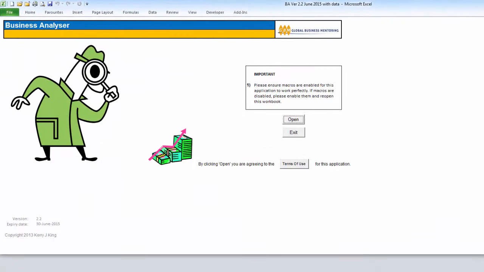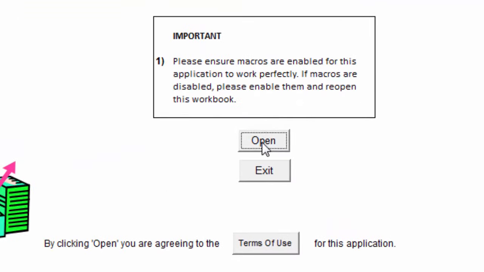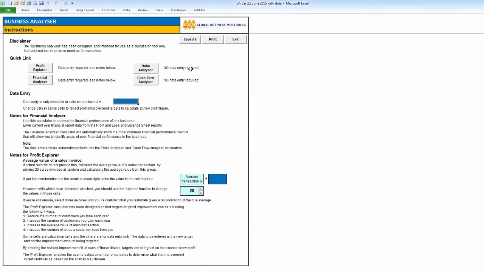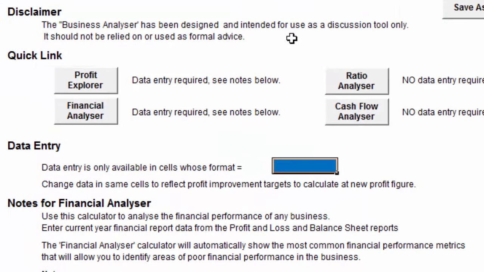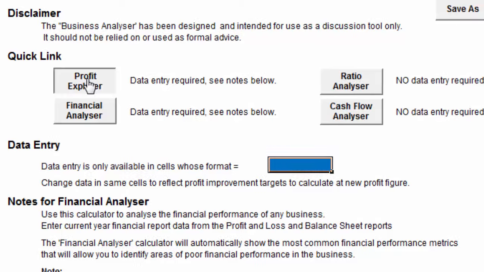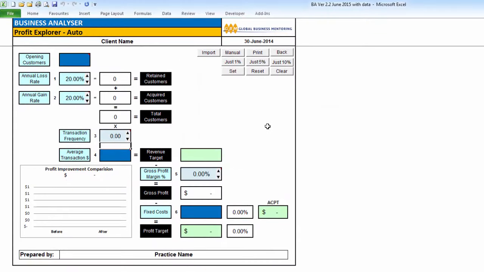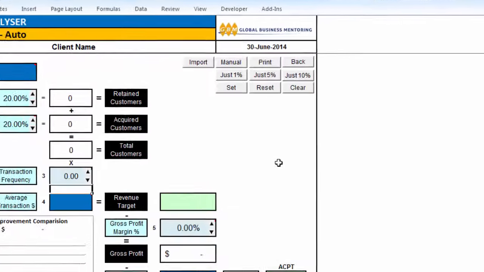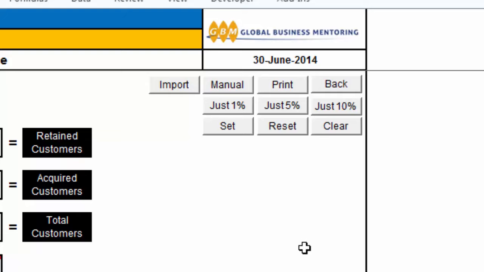This is the home page of Profit Explorer, and we access the financial models through the open button. And we go straight to the instructions page, and you can see the quick link panel of access buttons, and Profit Explorer is in the top left. And this brings us the auto version of Profit Explorer. There are two versions. Auto is where you can import data directly from the financial analyzer model contained in the file, and the manual version is where you enter the data manually. In the activation buttons in the top right hand corner, you can see that there is a button there called Import, and that's the one we'll be using today.